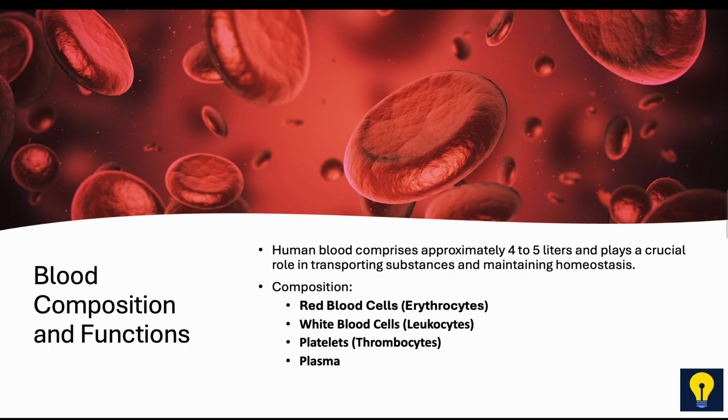Lastly, we'll go over blood composition and functions. The four main parts of the blood are red blood cells, also called erythrocytes, white blood cells, leukocytes, platelets, thrombocytes, and lastly, plasma. Human blood comprises approximately 4 to 5 liters inside the human body, and it's responsible for various responsibilities, like, as we've discussed, transporting substances like oxygen and carbon dioxide to allow gas exchange, and also maintaining homeostasis, which we've also discussed for vasodilation and vasoconstriction. But in this slide, we'll specifically focus on the composition and their functions.